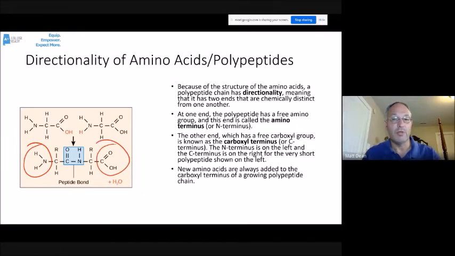So that's true in all proteins. We sometimes call this end the N terminus and the carboxyl end the C terminus. New amino acids are always added to this side, the carboxyl terminus of a growing polypeptide chain. So we always build from amino toward carboxyl.